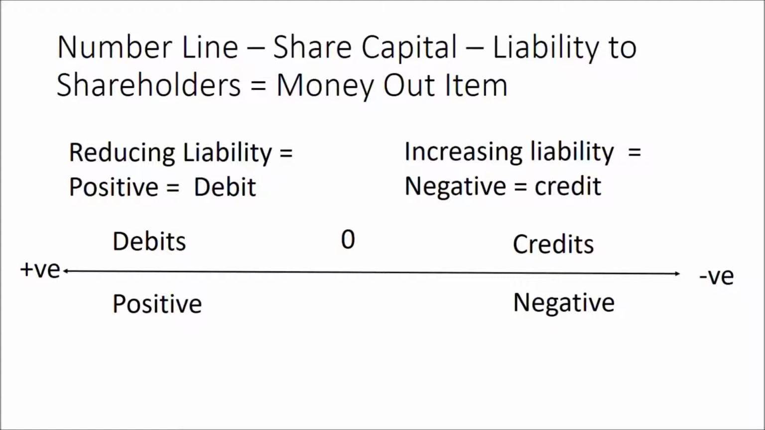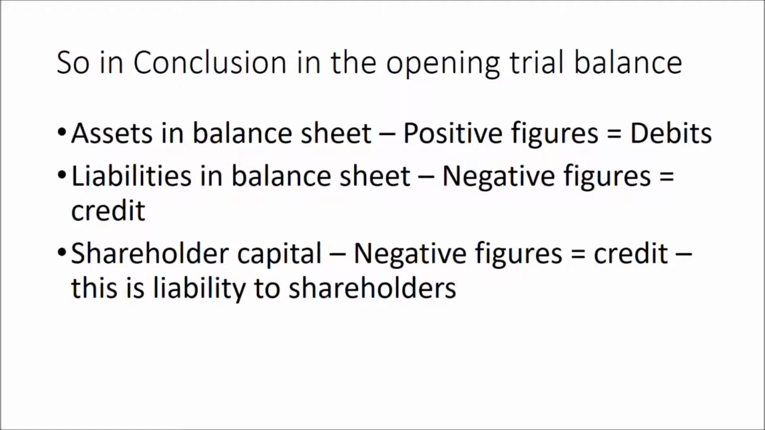We'll go through some examples now, shall we, after we just concluded this. So, our assets in the balance sheet. In our opening trial balance, they're going to be positive figures, so they'll be debits. But in the journals, there'll be movements backwards and forwards about whether those things are going up or they're going down. So in an opening trial balance, you can use dead click, but in your journals, you cannot, Thomas.